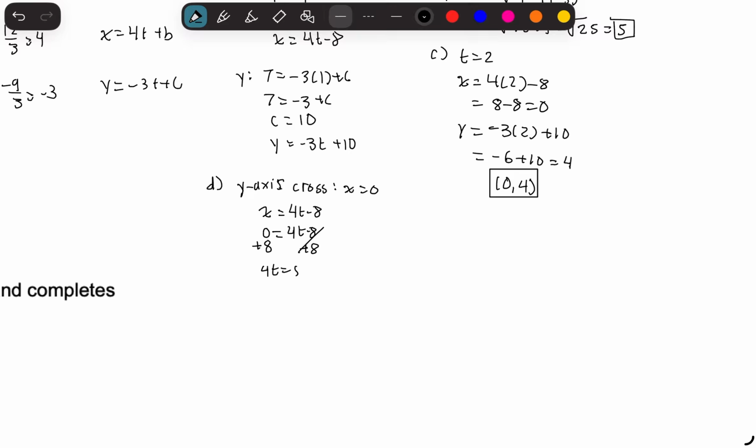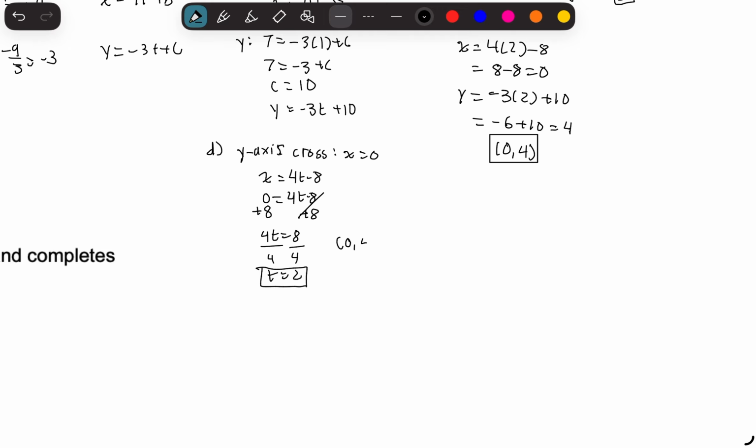4t is equal to 8, and t is equal to 2. And that point was (0, 4), 0.04.